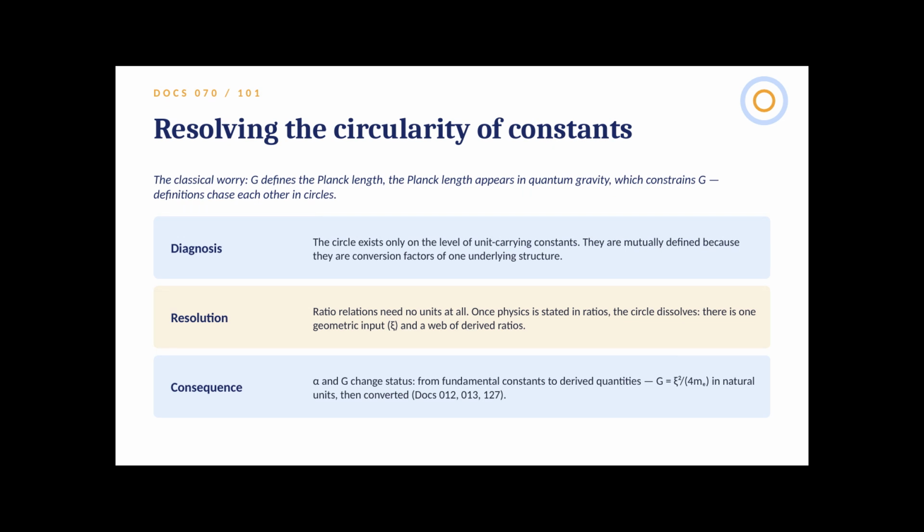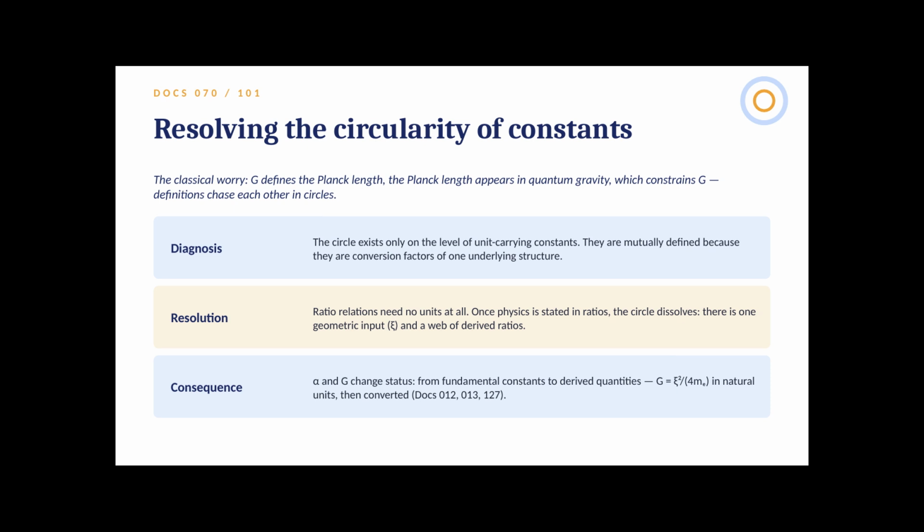Slide 7. Here's an old headache. The gravitational constant G defines the Planck length. The Planck length shows up in quantum gravity. Quantum gravity then constrains G. The definitions chase each other in a circle.